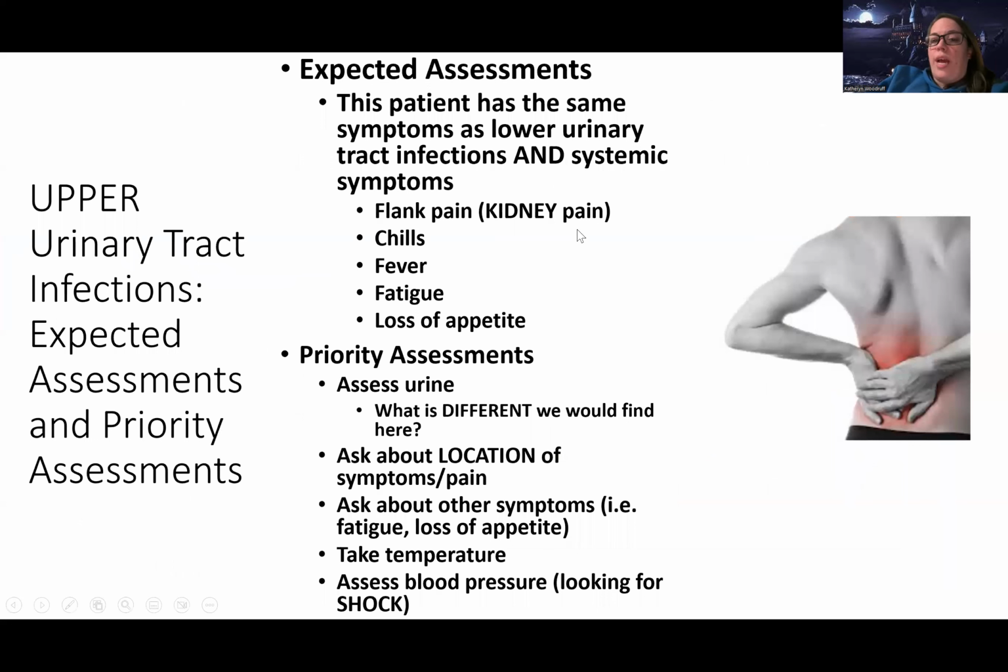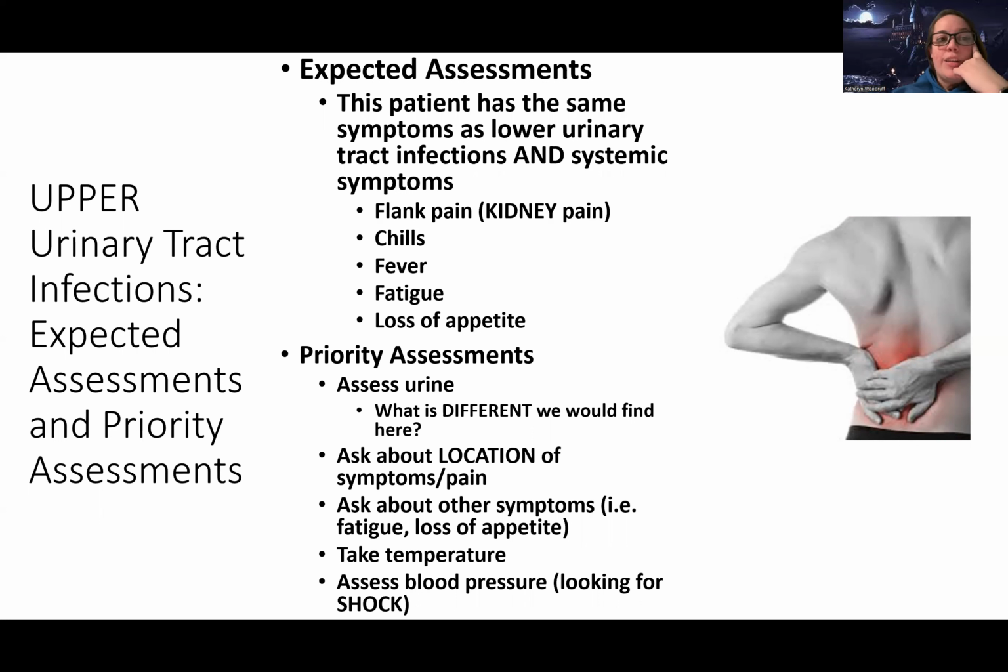For an upper UTI, or pyelonephritis, when the infection spreads up the urinary tract, people don't usually start with an upper, they usually start with a lower and then it spreads. But it is possible to start with an upper. The patient's going to have the same symptoms as the lower, except they're also going to start having systemic symptoms like flank pain or kidney pain, chills, fever, fatigue, and loss of appetite. So think GI symptoms, that flank pain or pain in the back, and then signs of infection.